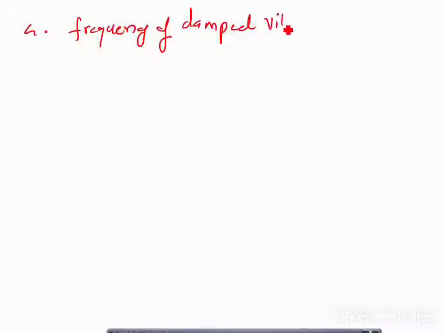Now next, they have asked you the fourth term, that is the frequency of damped vibration. Let us find out the frequency of damped vibration. So how will you find it? They have asked you to find out fd or omega d. You can find anything.